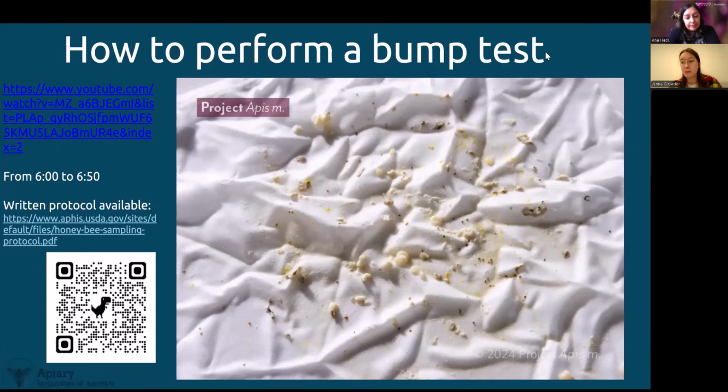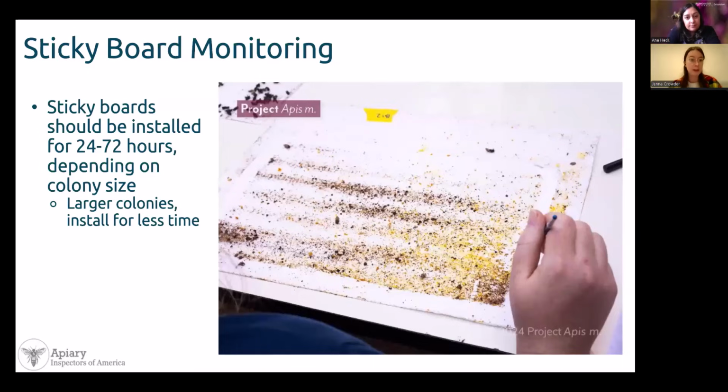Another method could be sticky board monitoring, which I've mentioned a couple times already. The trick with sticky board monitoring is that, of course, you're going to get a lot of debris, and you want to minimize the amount of debris so that it's easier to process in a lab and actually see the mites, because they are, again, so difficult to see on these sticky boards. You want to limit the amount of time that they are installed. So they should be installed only up to 72 hours max if it's a smaller colony. If it's a larger colony, you want to keep it installed for less time, again, to reduce the amount of debris that you have to sort through.